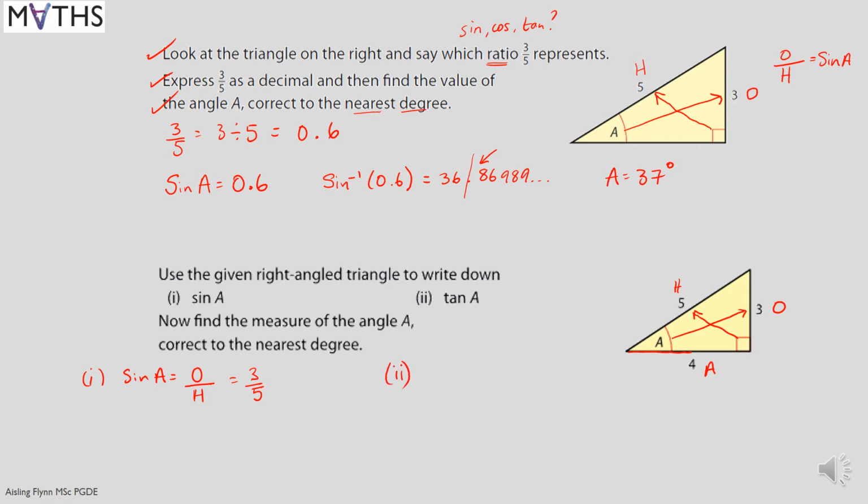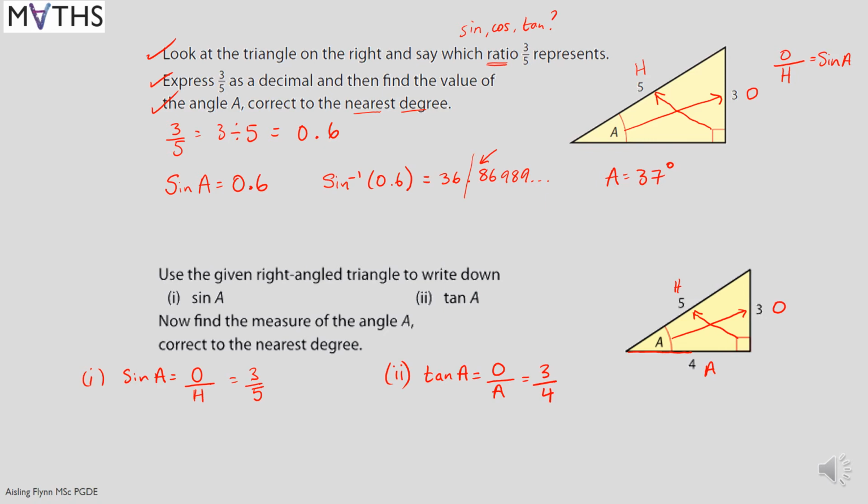And we're going to write down tan A. Now tan is opposite over adjacent, toa, their old age. And in this case that is 3/4. All right, and now we're going to use the inverse function of these to find out what angle A is.